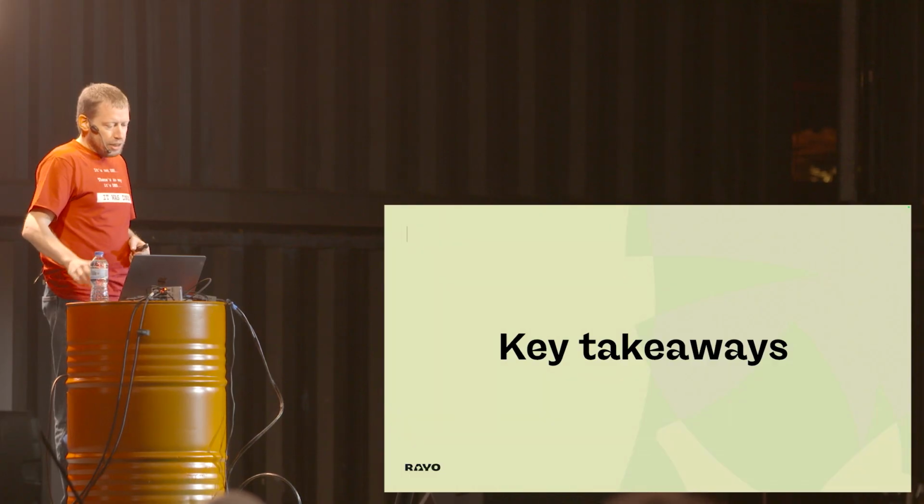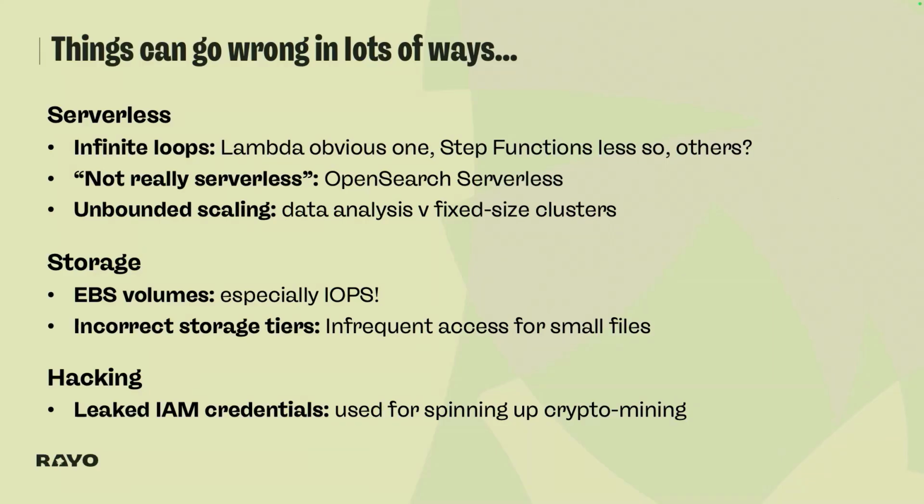So some key takeaways. Things go wrong in lots of ways. Everything fails all the time. We know that, but it's not just failing. Things can actually succeed too much. So serverless, infinite loops. Most people have seen a Lambda infinite loop. One of the first things I did at AWS was help an organization deal with a cost overrun because someone had created a Lambda infinite loop.